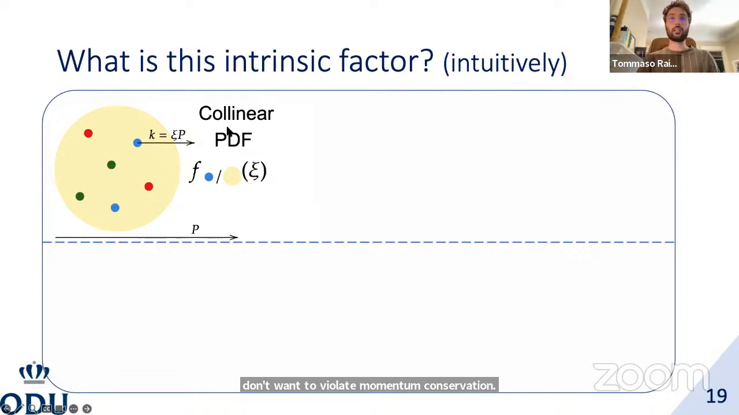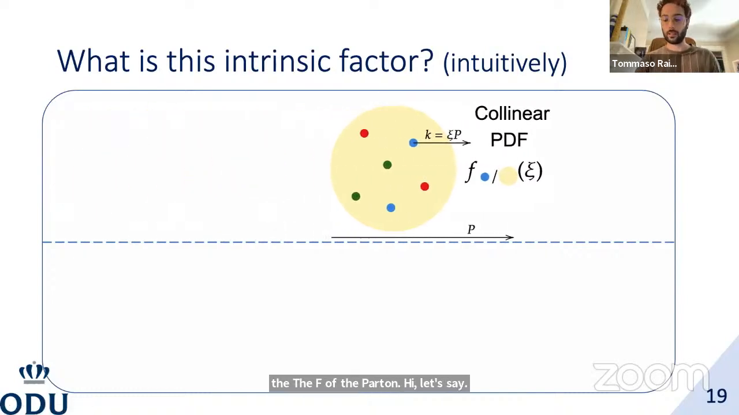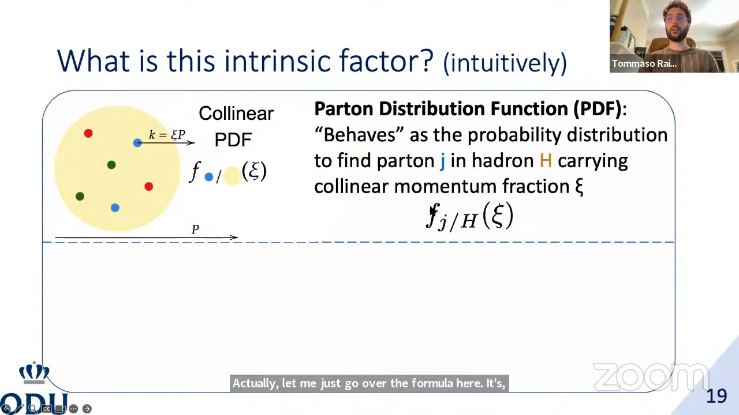Now, normally we use this notation for F. You see that there is a subscript, which means the way to read this is the F of the parton I, let's say. Actually, let me just go over the formula here. It's better to understand this. So it's F of J. This will be the struck parton inside the hadron with momentum fraction Xi. Now, what is the interpretation? It turns out that it behaves, and I put quote unquote here because it's not technically the same, as the probability distribution to find that specific parton inside that hadron carrying momentum fraction Xi. I hope this is roughly clear.